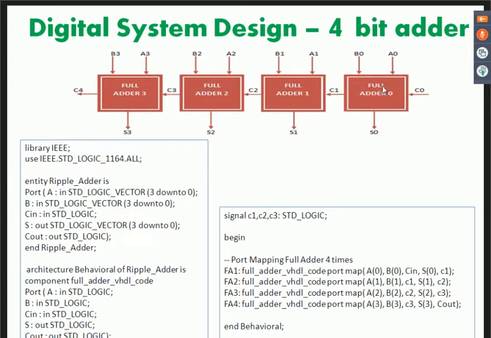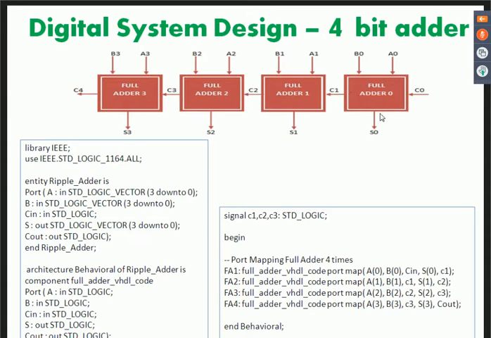Here we use each full adder to add 1-bit data. Since there is a need of adding 4 bits, there are four full adders interconnected together. This is the 4-bit adder. In the same way, we can implement an 8-bit adder, 16-bit adder, 64-bit adder. Any number of bits we can develop, but the method is the same.